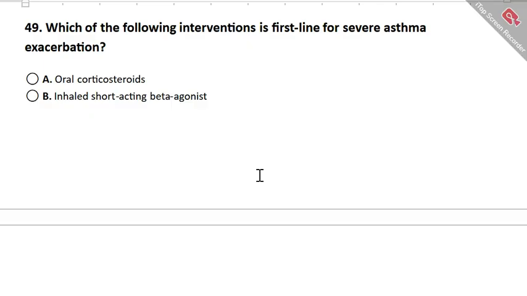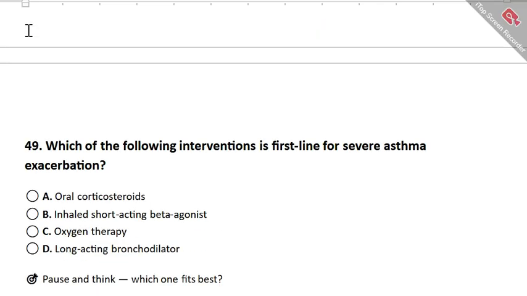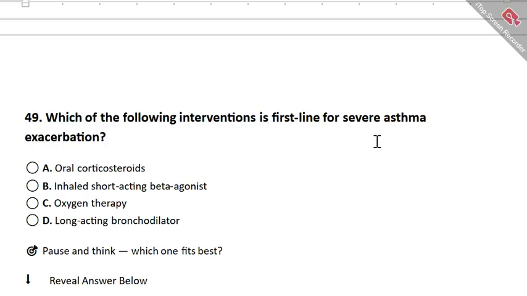Question number 49. We will also bring this question down to the next page so you can easily see this one. Which of the following interventions is first line for severe asthma exacerbation? The first line treatment option for asthma is option B, inhaled short-acting beta agonist.